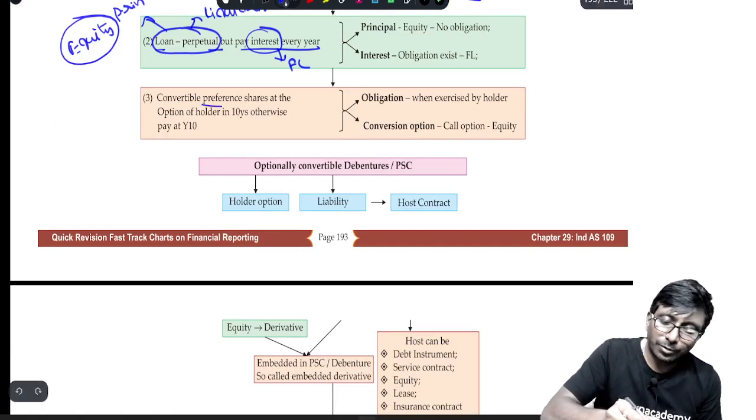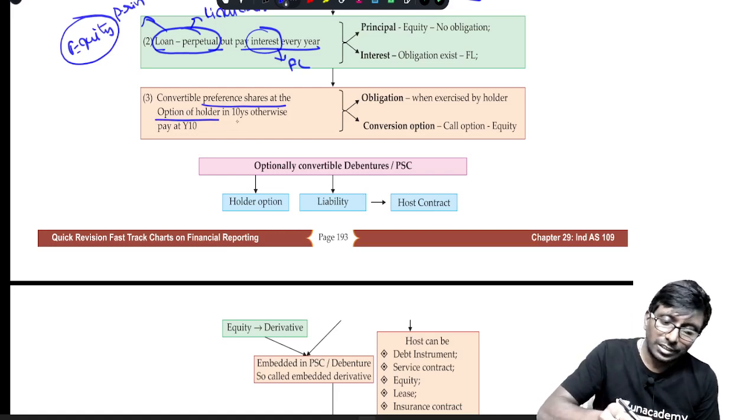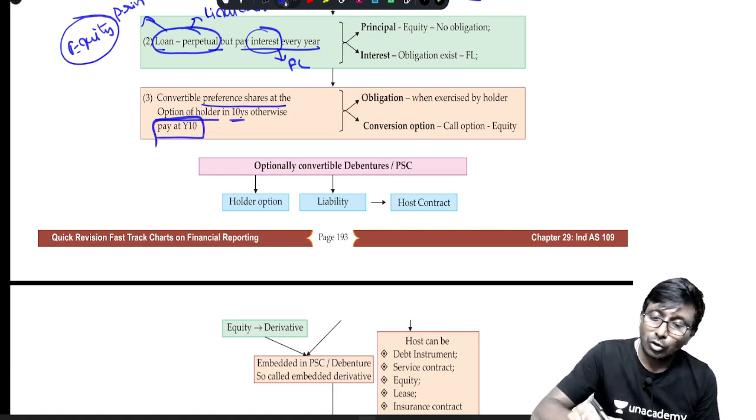Right? Convertible preference shares at the option of the holder. The option of the holder in 10 years. Otherwise, we have to pay 10 lakh. I mean, you have to pay at the end of year 10. Yes, we have an obligation.